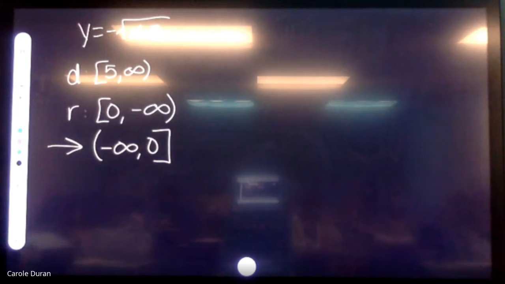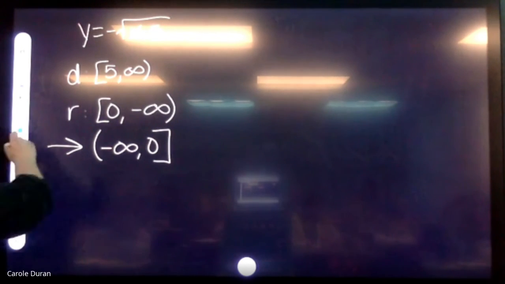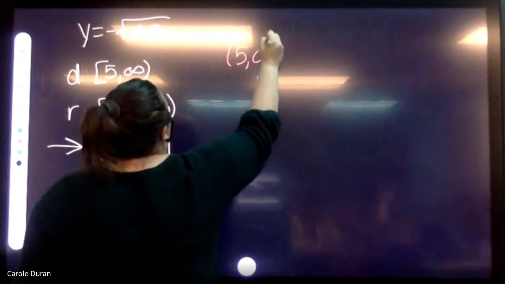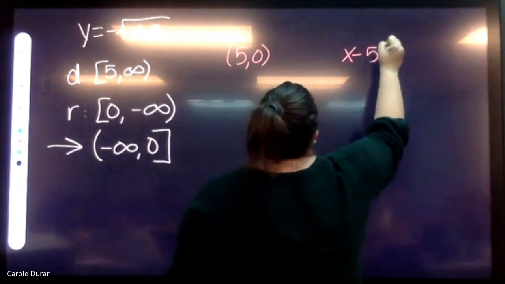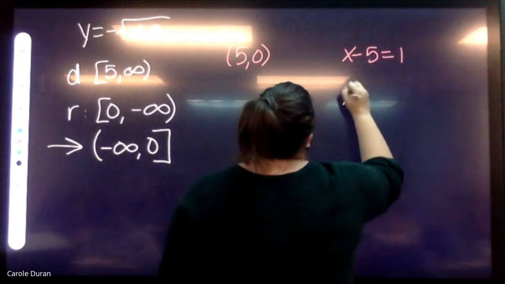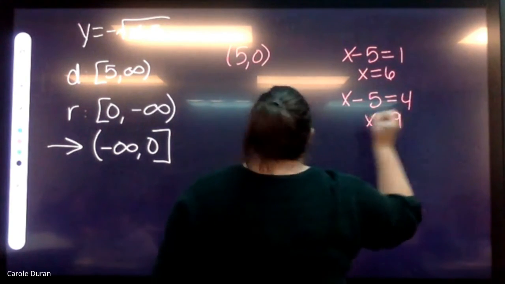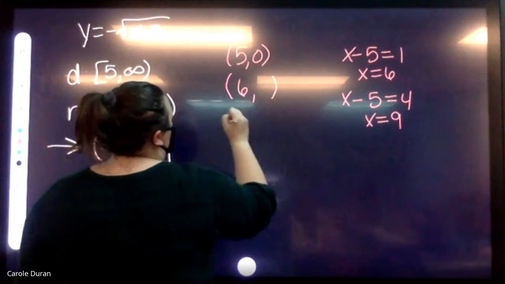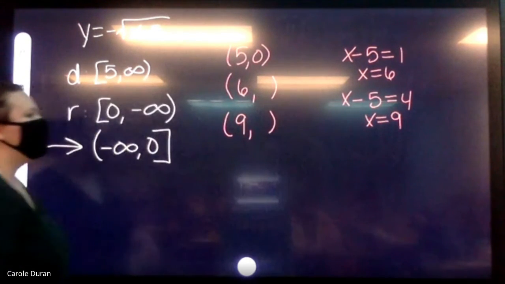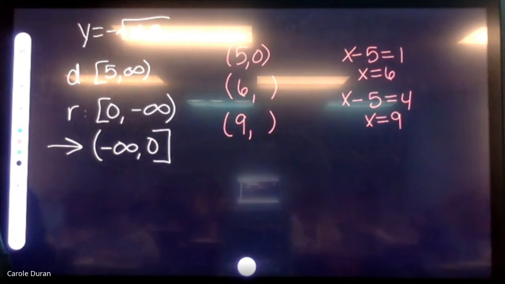So just like before, I need to find 3 points, and I need to graph it. What's the first point I'm going to use? 5, 0. Good. Then to find the other 2, I take the x minus 5, and I can set it equal to 1 and equal to 4. And I just go ahead and solve. Once I get my x values, I go ahead and plug those in, and it will give me the correlating y value.